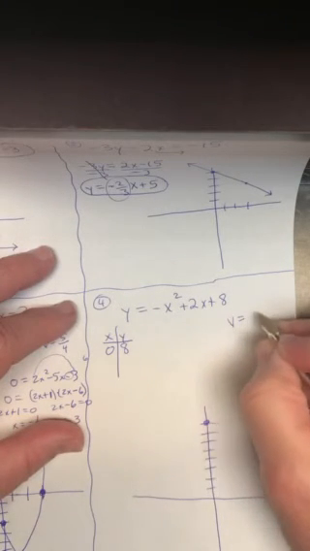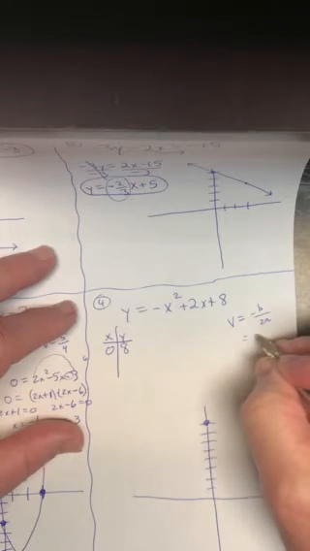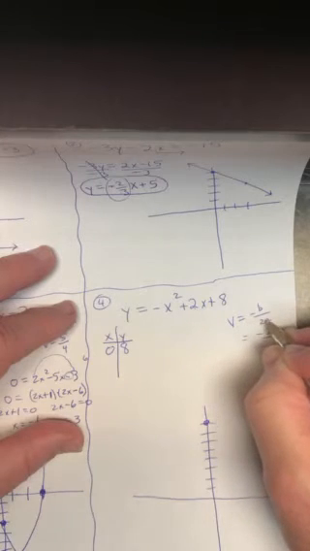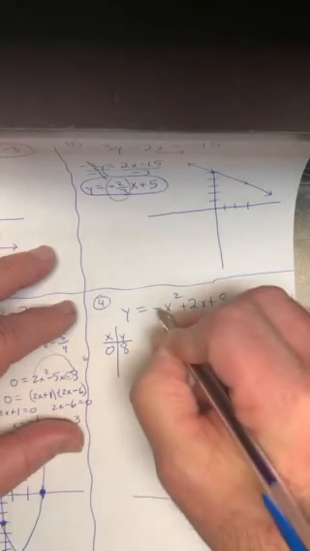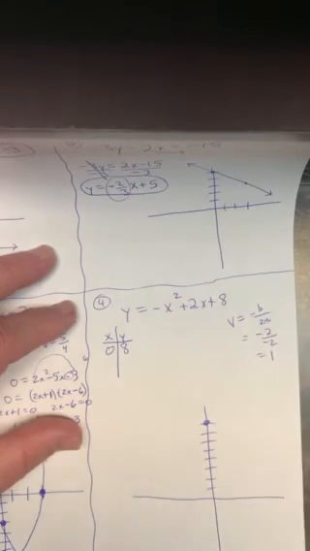I'm going to use the formula negative b over 2a. So negative what? 2 over 2 times a. Well, that'd be 2 times negative 1, which is negative 2, for a vertex located at 1. Remember, that's my x-coordinate.